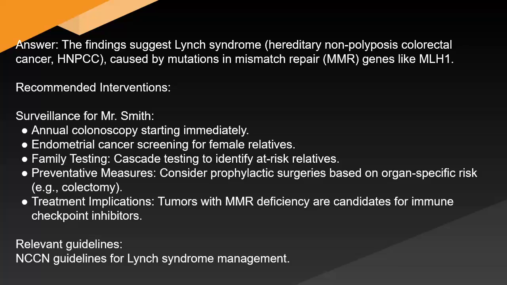MSH2, MSH6 and other genes like MLH1. Recommended interventions: surveillance for Mr. Smith, annual colonoscopy starting immediately, endometrial cancer screening for female relatives, family testing, cascade testing to identify at-risk relatives. Preventative measures: consider prophylactic surgeries based on organ-specific risk, e.g., colectomy. Treatment implications: tumors with MMR deficiency are candidates for immune checkpoint inhibitors. Relevant guidelines: NCCN guidelines for Lynch syndrome management.